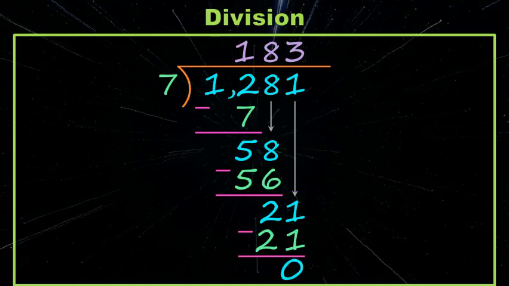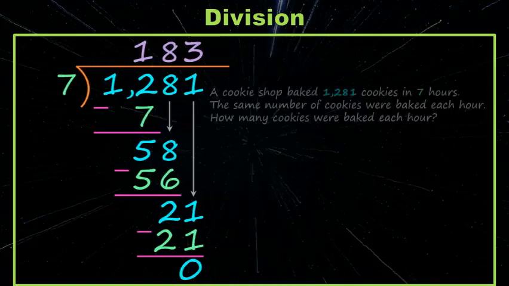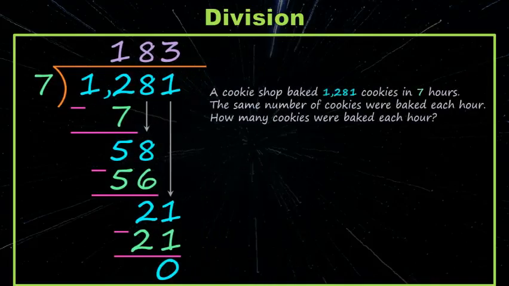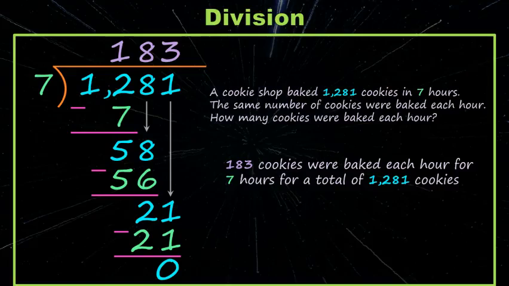So, what were we trying to find out again? Let's go back and look. Oh yes, we baked so many cookies in 7 hours, and we want to know how many were baked each hour. So we've learned that 183 cookies were baked each hour for 7 hours, which gave us a total of 1,281 cookies. Who wants to try one more?